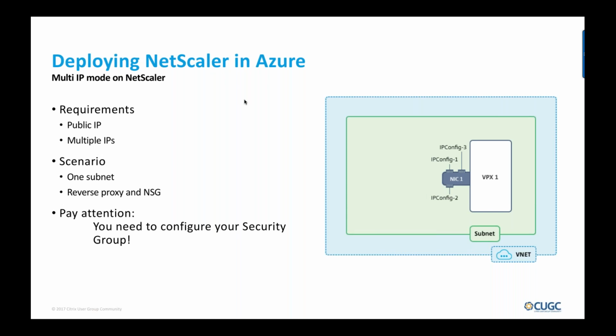The scenario, therefore, will be you've only one subnet running in Azure, and you want to use your NetScaler as reverse proxy or NetScaler gateway. Again, you have to configure your security groups as well. You have to configure security groups for every single IP address you want to deploy on your network interface. So for example, if you have your NetScaler IP running on ipconfig 1, you have to configure the security group to let the traffic through from your management network to IP configuration 1 on several ports.